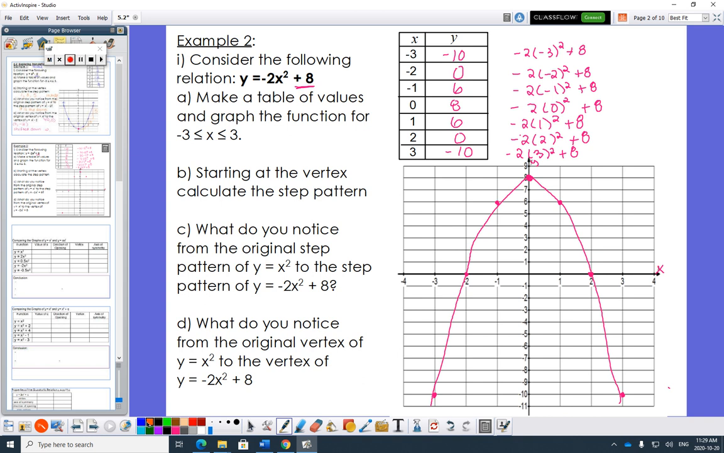It was opening down. Now we're going to call it reflected in the x-axis. It's stretched, so those kinds of things. So you're right. So now we're kind of combining everything and doing a bunch of questions. Okay. So calculate a step pattern.